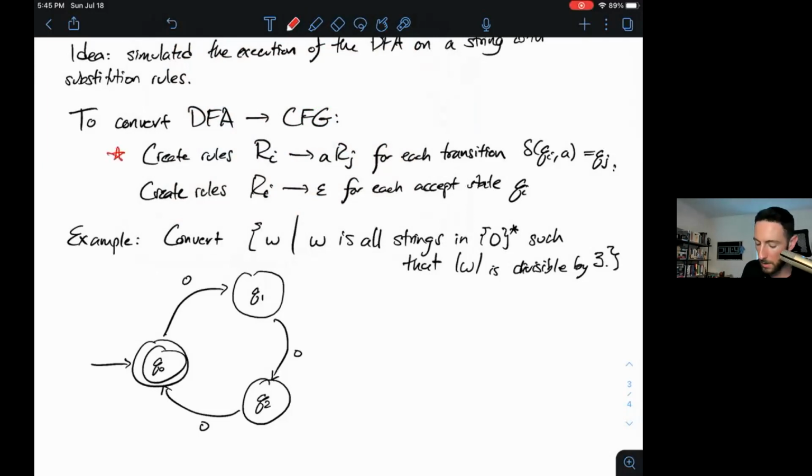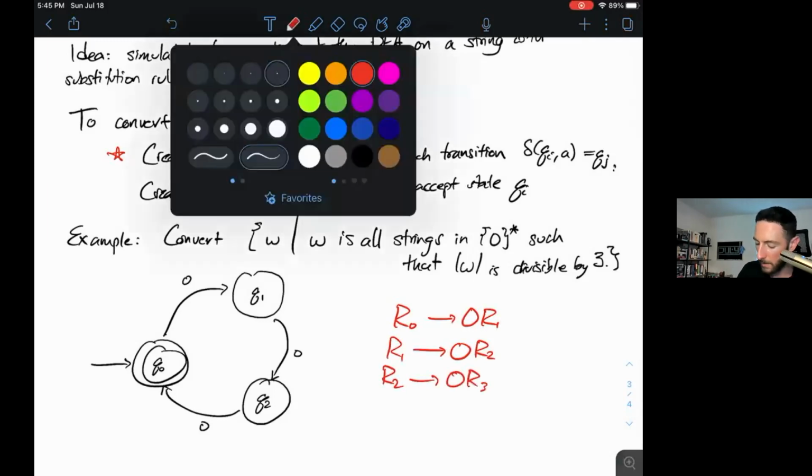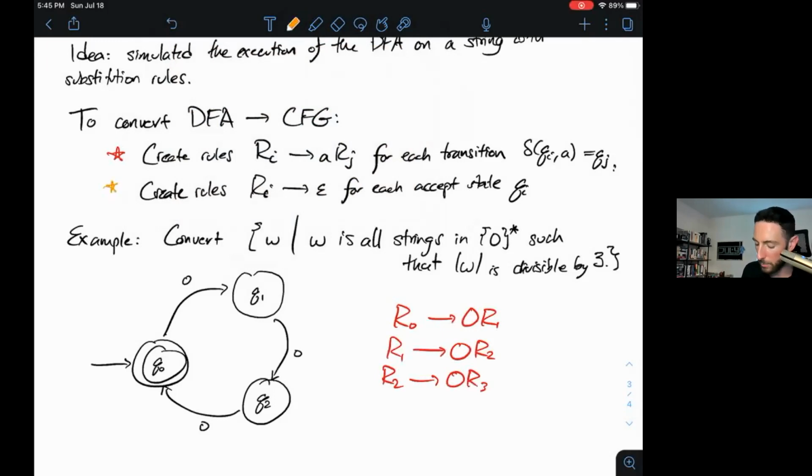So first, we'll create rules Ri to aRj for every transition. In particular, we have a transition from Q0 to Q1 on 0. So we'll go R0 to 0 R1 for state 1. We'll go from state 1 on a 0 to state 2, from state 2 on a 0 to state 0. Also, we'll create rules going from every variable corresponding to an accept state to the empty string. So we'll have a second rule on R0 that lets us finish.